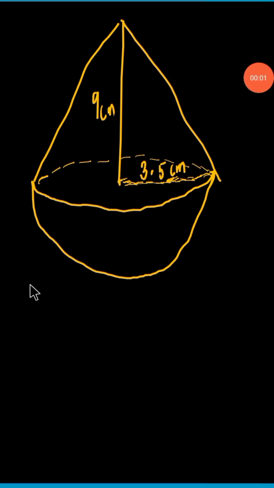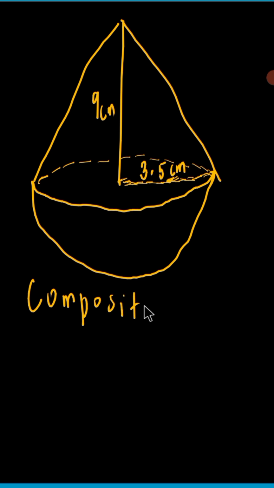This composite is what we call a composite body. A composite body. Okay, composite what? Body. So this composite body means we have two solid shapes that are combined. So we call it what now? Composite body.